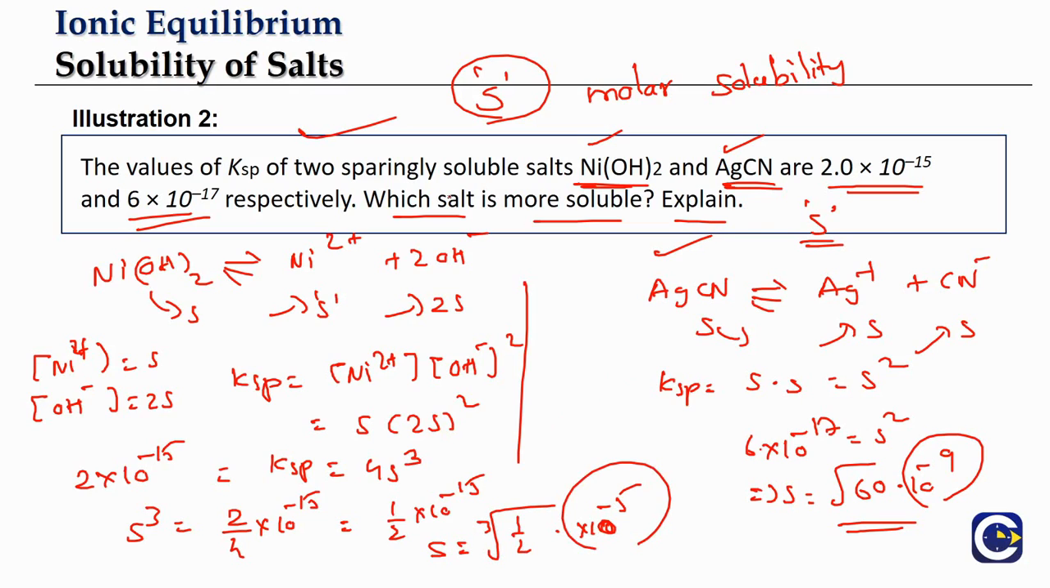So they're asking which is more soluble. Wherever the molar solubility is high, that will be more soluble. So the nickel hydroxide, which has a higher order of molar solubility, will be the more soluble salt. Whenever they ask which is more soluble, we have to find which of them has a higher value of S. Based on that only we can tell which will be more soluble. Clear?